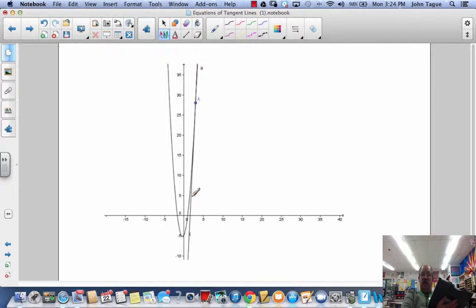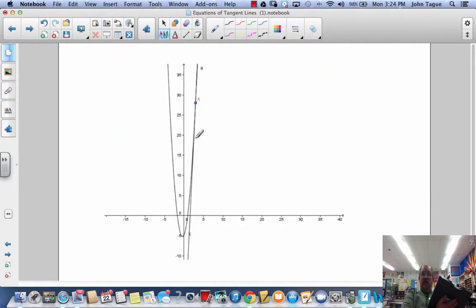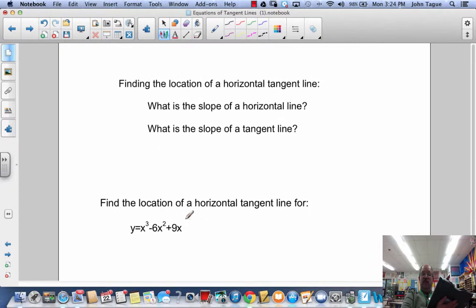That's the equation. That's the line right there. Boom, there's 2. There's the tangent line. Just barely touches it. And you see it's pretty steep. It's got a slope of, what, 14? So it's a pretty darn steep line, going way up there pretty quickly. Okay, so that's how we find the equation of a tangent line.